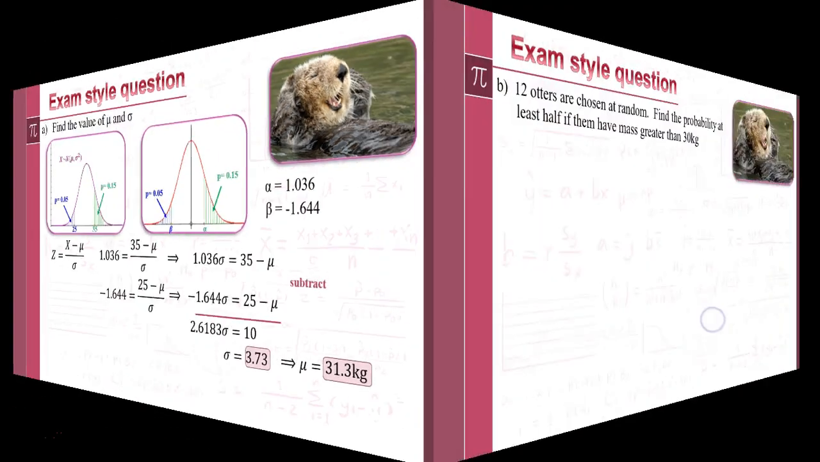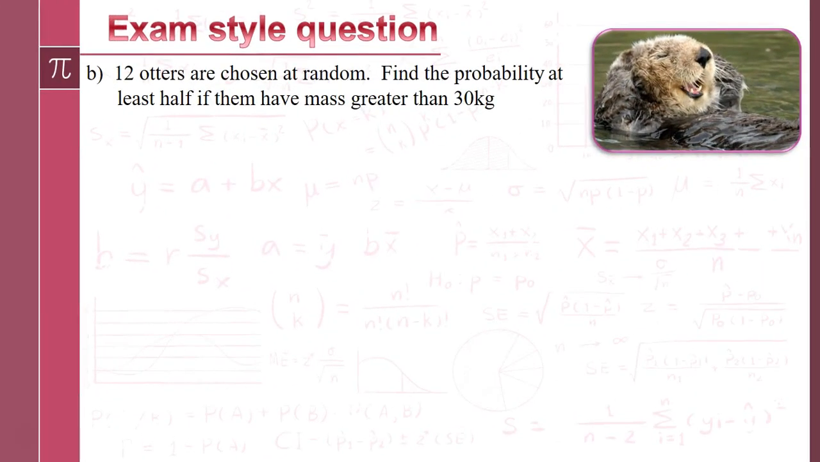Right, let's move on to part B. And again, you tend to find that they'll link a normal distribution question with a probability question. Let's just have a look at what's going on with this. We've got a large population of otters. I probably should have put that in the question, but it assumes we've got a large population. We've got 12 being chosen at random. Find the probability at least half of them are heavier than 30 kilograms.